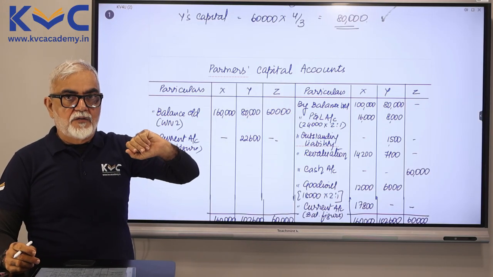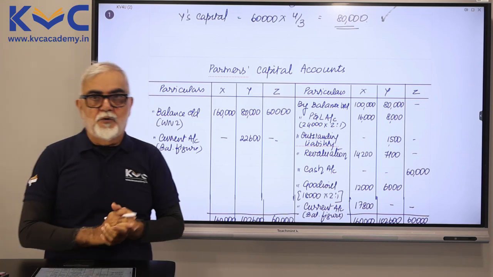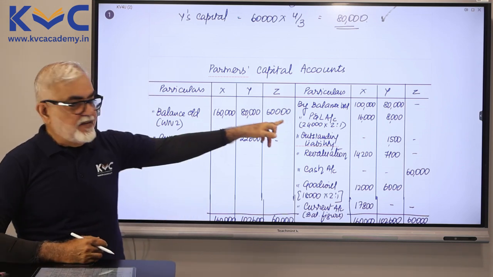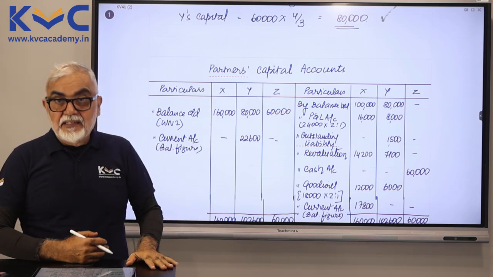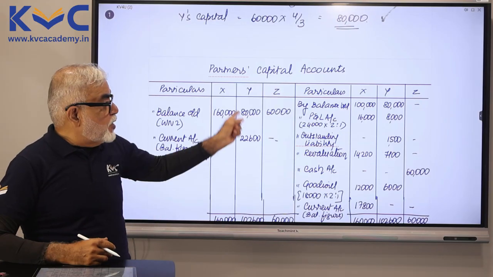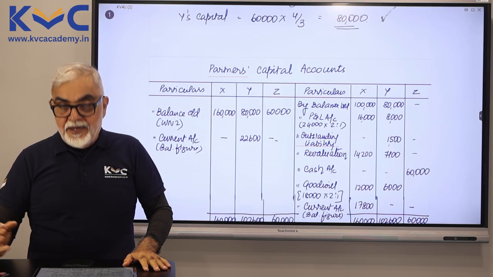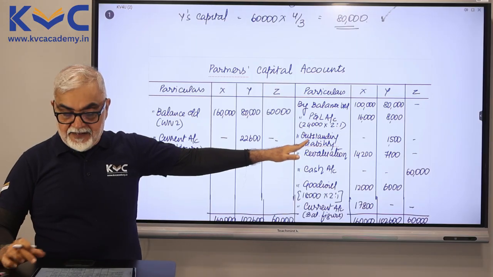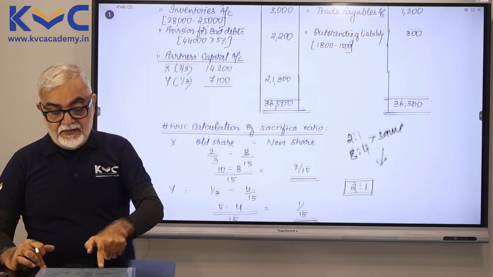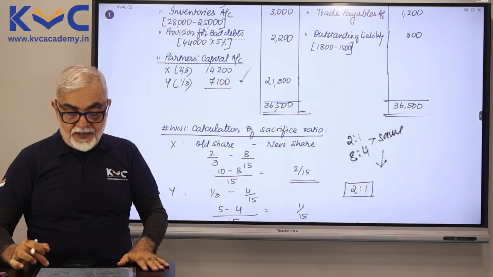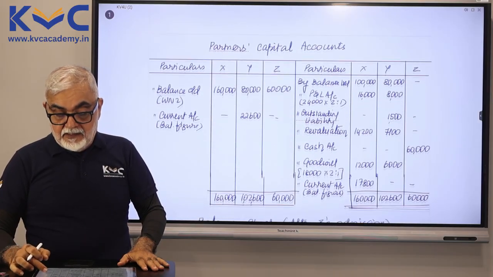There is a P&L account balance there, undistributed profits of the old partners. In 2:1, I have shared it as 16 and 8. Outstanding liability which was borne by Y is credited to him, 1,500. Revaluation profits 14,200 and 7,100 from here. This one. Okay? In there.